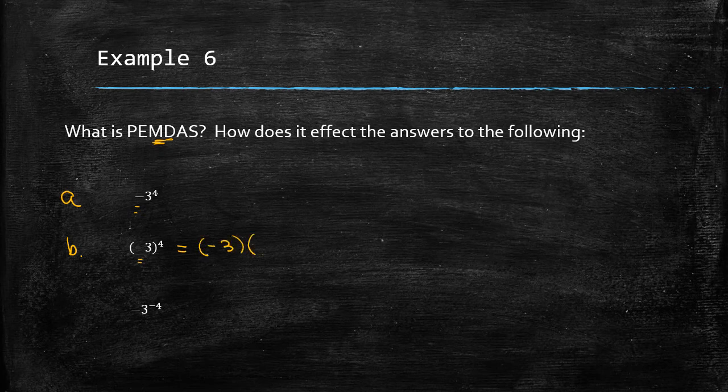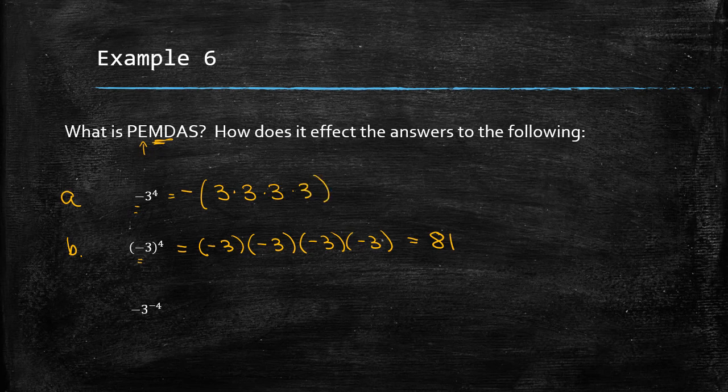So for part B, the base of the expression is negative 3. So we multiply negative 3 by itself 4 times and we come up with positive 81. In part A, we apply exponents before we do this multiplication by the negative. So part A is really the opposite, or negative 3 to the 4th power. So 3 times 3 times 3 times 3. So inside the parentheses, I have 81, but then I take its opposite. So the final answer for part A is negative 81.